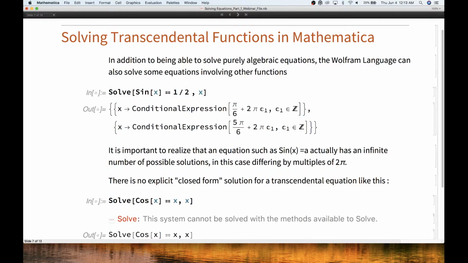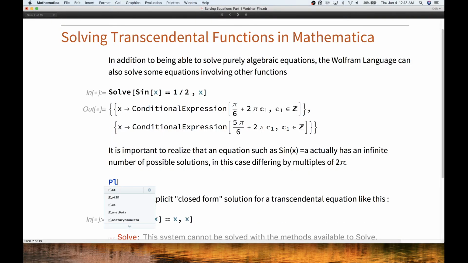It is important to realize that an equation such as sine of x is equal to a actually has an infinite number of possible solutions, in this case differing by multiples of 2 pi. And maybe we can see that quickly if we do a plot of this. We can see this in visual form also.